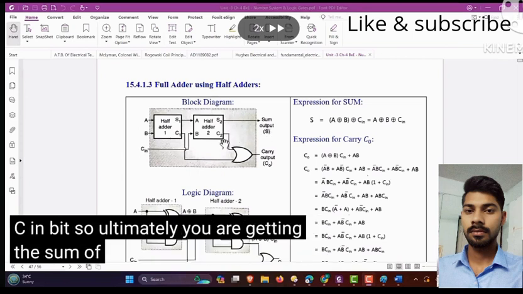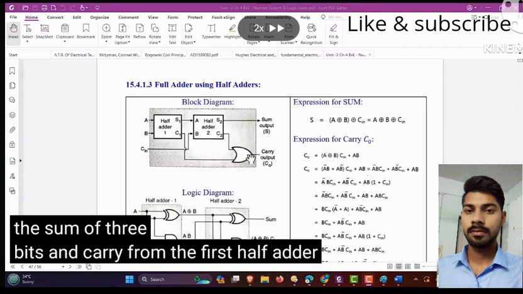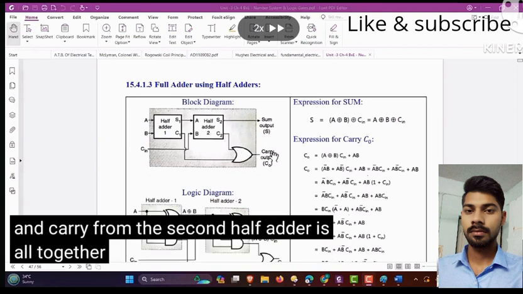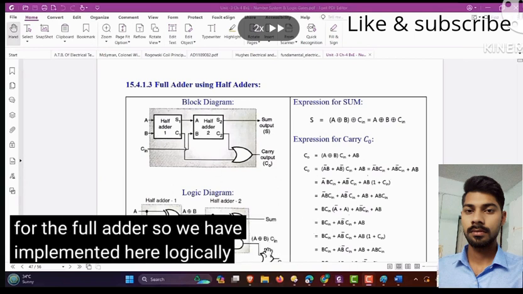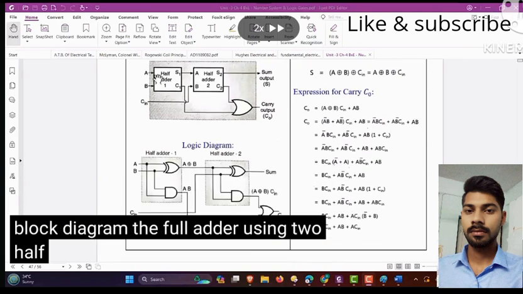So ultimately you are getting the sum of 3 bits. The carry from the first half adder and the carry from the second half adder are ORed together, and you are getting the final carry output for the full adder. So we have implemented here logically, using this block diagram, the full adder using two half adders.